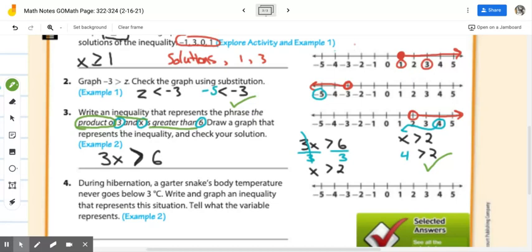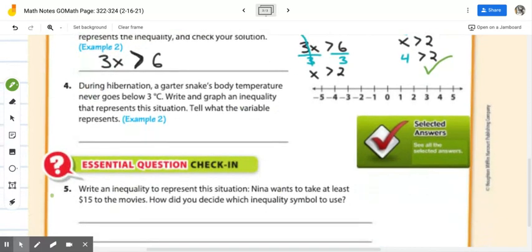Okay, next, number 4. Let's start this. During hibernation, a garter snake's body temperature never goes below 3 degrees Celsius. Write and graph an inequality that represents this situation. Tell what the variable represents. Okay, so snakes, it never goes below 3 degrees Celsius. I'm going to look up some of the numbers I see here. We see 3 degrees Celsius, right? And then clue words, never goes below.